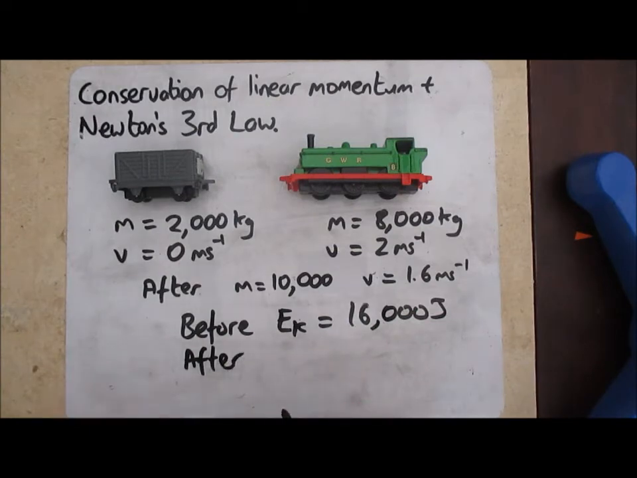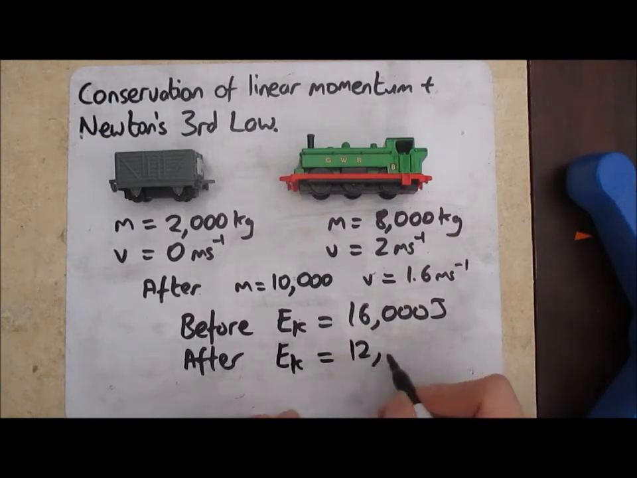After, same equation, half mv squared. So we've got a half times the mass, which is now 10,000, times the velocity squared, that's 1.6 squared. When we run the numbers on that, we find that we've got a kinetic energy of 12,800 joules. And we've actually lost some kinetic energy in the collision.